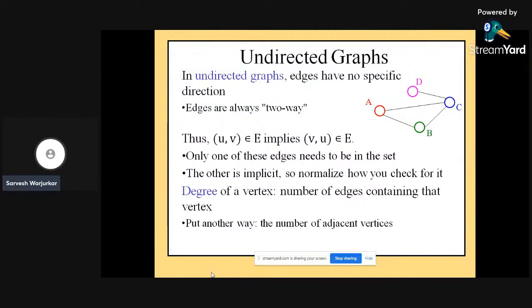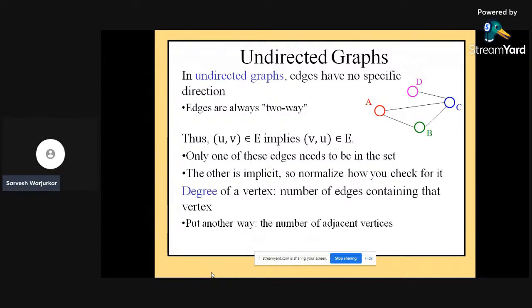See, over here there are four different nodes or four different vertices, say A, B, C, and D, and four different edges: A to C, A to B, B to C, and C to D, like this. But this is an undirected graph. Why? We can connect from A to C, as well as we can definitely connect from C to A. Edges are always a two-way connection between the nodes in an undirected graph. Thus, only one of these edges needs to be in the set. The rest is implicit, so normalize how you check for it. Next is the degree of a vertex, the number of edges containing that vertex.